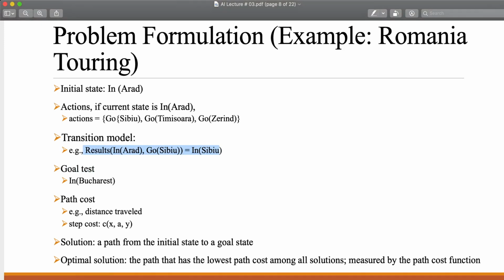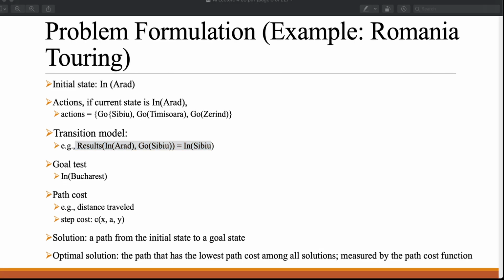Now we know that our goal is to reach Bucharest. Now the goal test is whether the agent is in Bucharest or not. So this is the goal test. This is your goal state, Bucharest, and the goal test is to see if the current state is Bucharest or not.